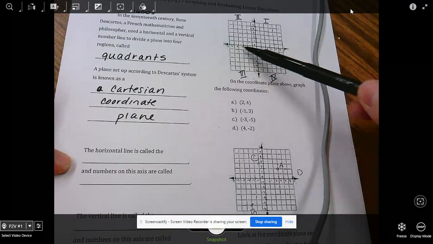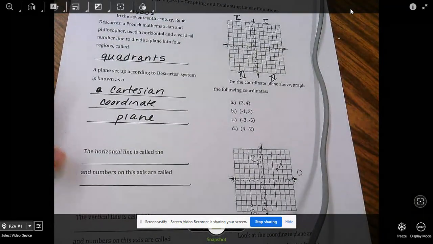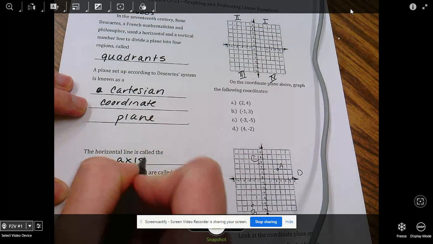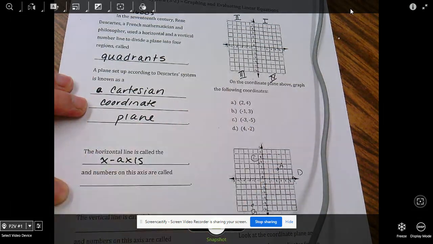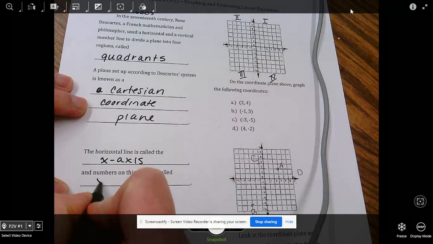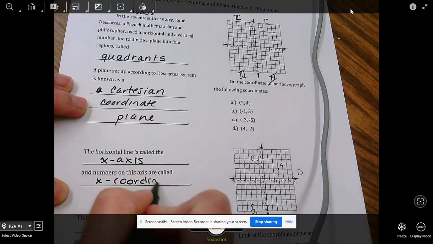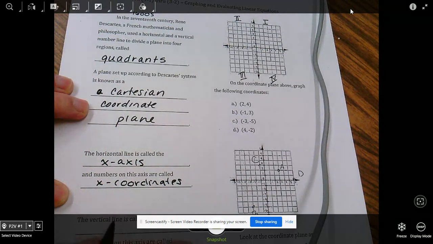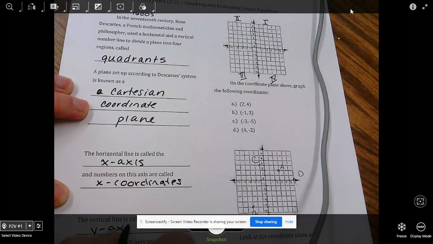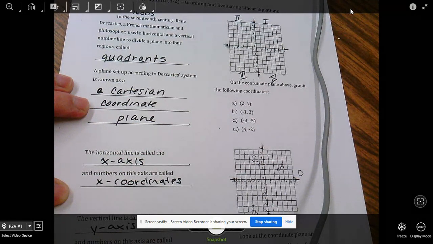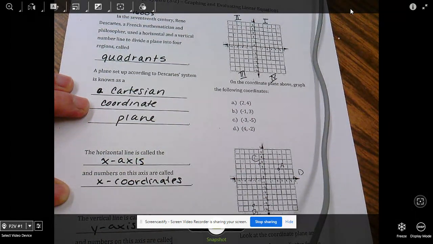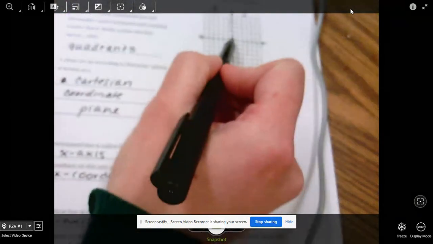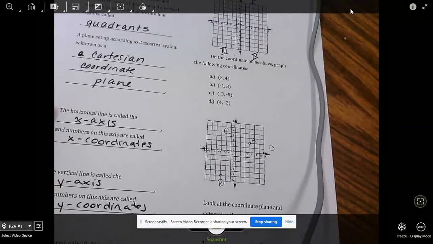The horizontal line, like think of the horizon, the sun, is the x-axis. And numbers on this axis are called x-coordinates. The vertical line is called the y-axis, and the numbers on this axis are called y-coordinates. It says the ordered pair 0, 0, which is right here, is called the origin.